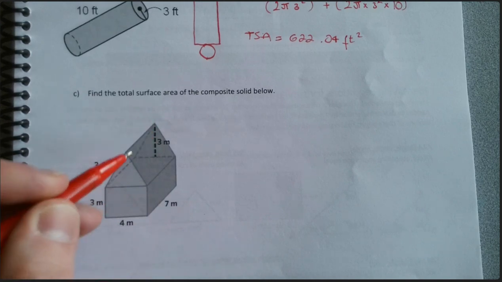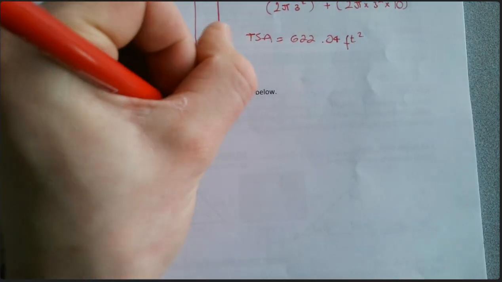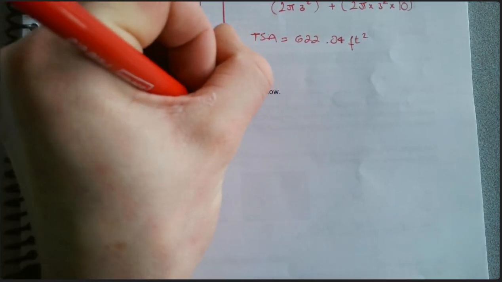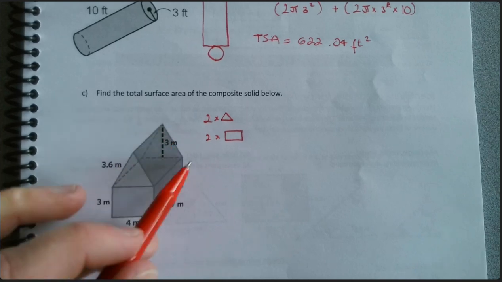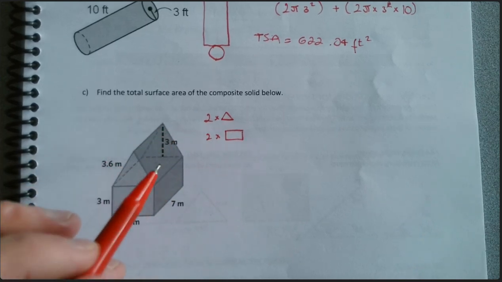We need to work out we've got 2 triangles. So there's 2 lots of our triangles. From that, we've also got 2 of the same rectangles, so 2 times our rectangles on the side. That gives us our total area for our top shape, right? The 2 triangles on the end, the 2 rectangles on the top.